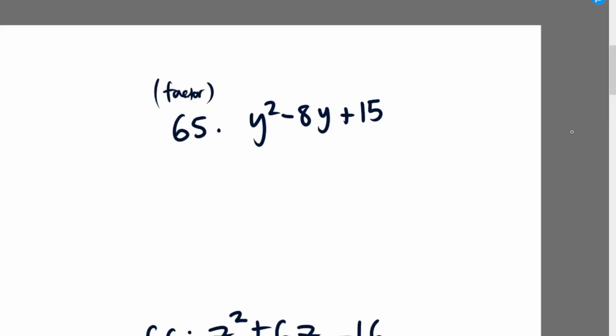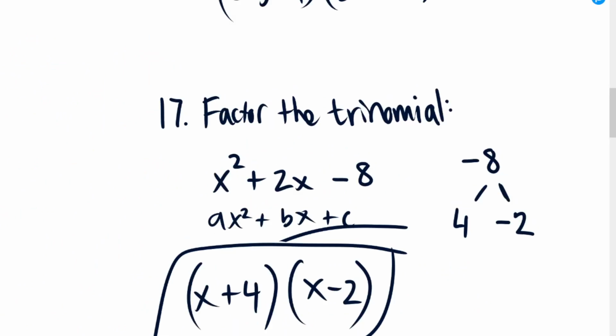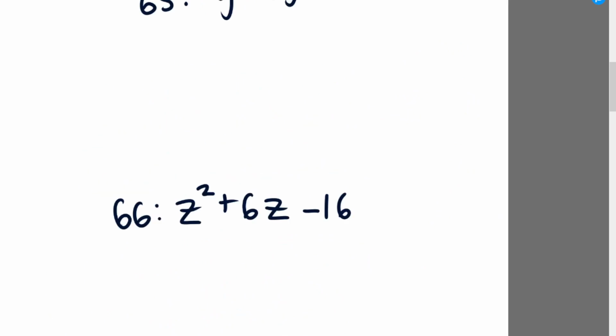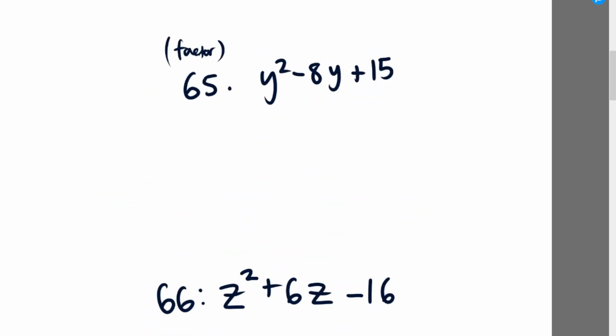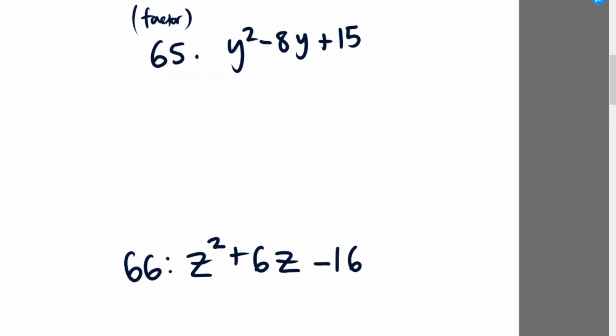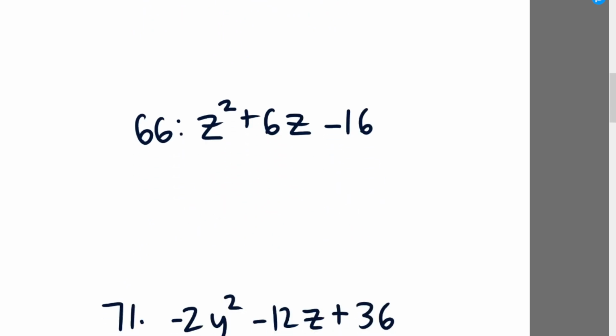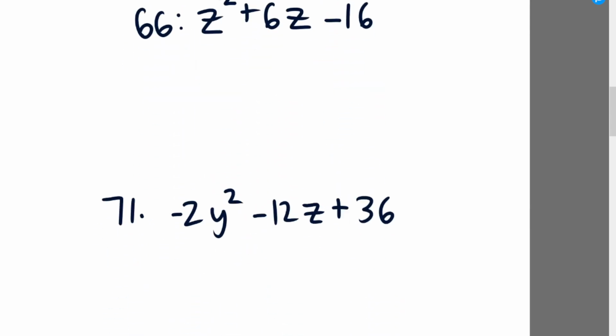Next is to factor. This one, I'm going to skip because it's very similar to both 17 and 19 that we did. It's going to use either the AC method or Hippobutts, depending on what you're most comfortable with. I'm also going to skip 66 because it's the same deal.